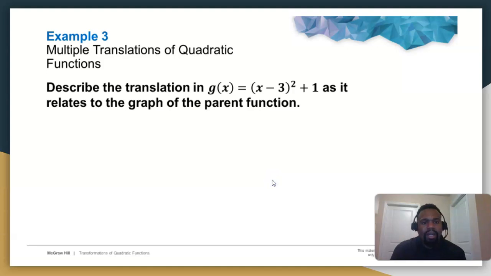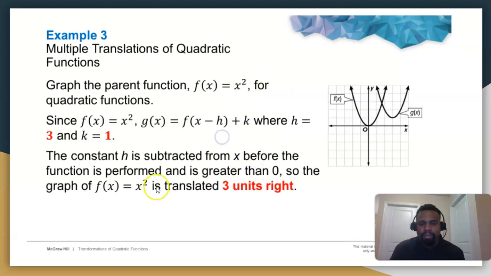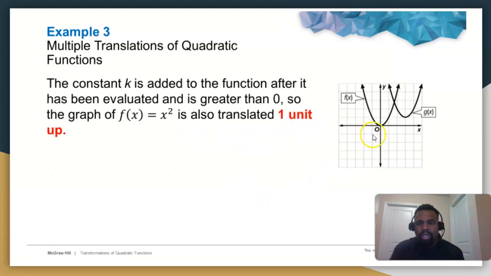Let's take a look here. Now we have multiple translations. Here, this represents a horizontal translation, and then this represents a vertical translation. So this tells me I am moving 3 units to the right, and then I'm moving 1 unit up.